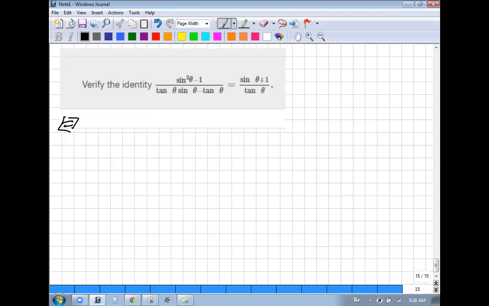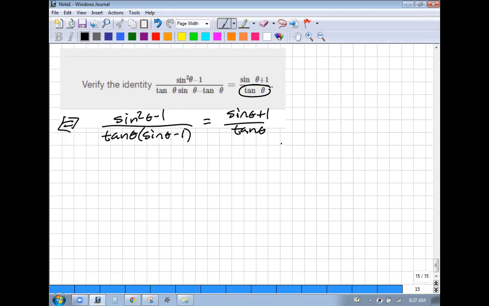I'm looking at this and I'm seeing two trig functions, right? Sines and tangents. What can I do here? One thing I'm looking at is I see tangent on the bottom everywhere, right? So one thing I'm going to do is I'm going to factor out tangent. Okay. So this is an identical equation. These are logically equivalent. All I did was factor out tangent, right?